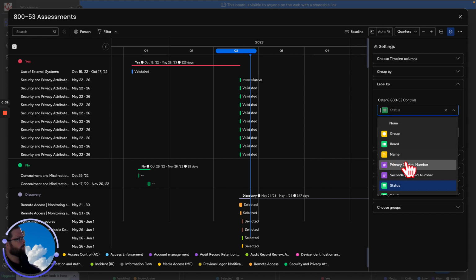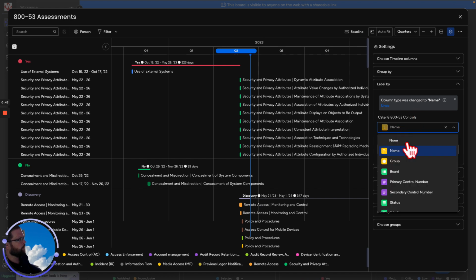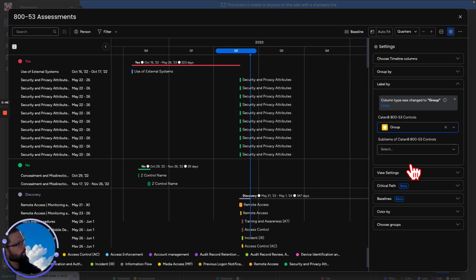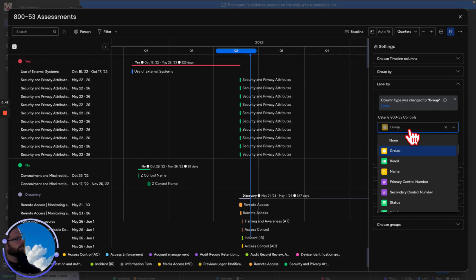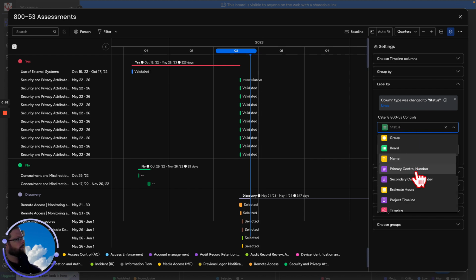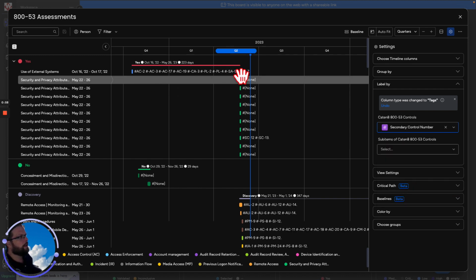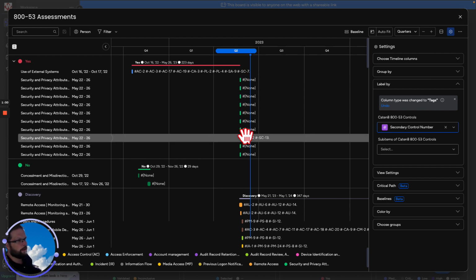We could understand what the primary control number is, or what the name of the control is, or what the description is, or what group is being done along with the status. So any information that we wanted to understand, we can understand if there are secondary control dependencies on the security control. So here we see that there are no secondary dependencies, but this one control that had an exception has two dependencies.